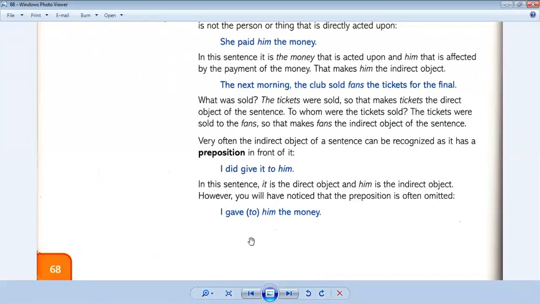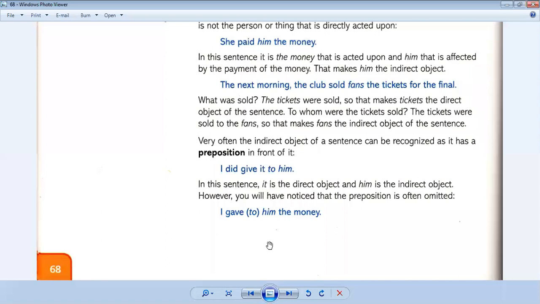Lastly, I gave to him the money. In this sentence, it is the direct object and him is the indirect object. However, you will have noticed that the preposition is often omitted in the first sentence, but here it is put. So it's easy to put the preposition or not. It doesn't make a problem. You can say I gave him the money, or I gave to him the money, or I gave the money to him. Any one works well, since you can understand the sentence.